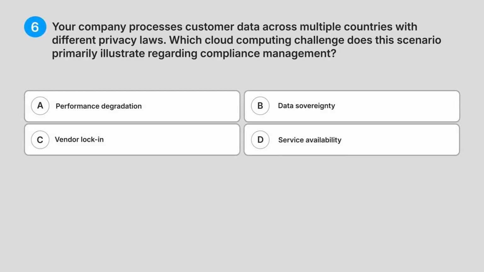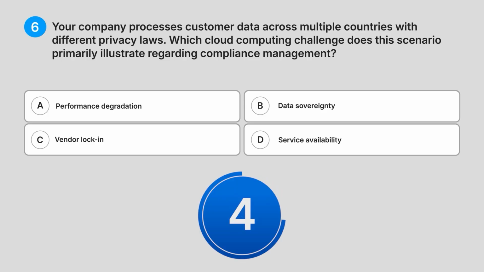6. Your company processes customer data across multiple countries with different privacy laws. Which cloud computing challenge does this scenario primarily illustrate regarding compliance management? A. Performance degradation. B. Data sovereignty. C. Vendor lock-in. D. Service availability. Do you know the answer?